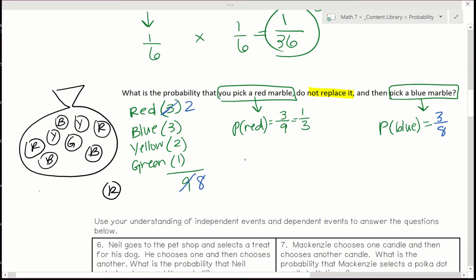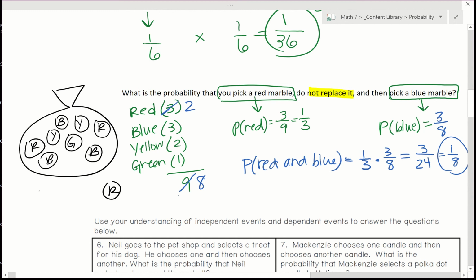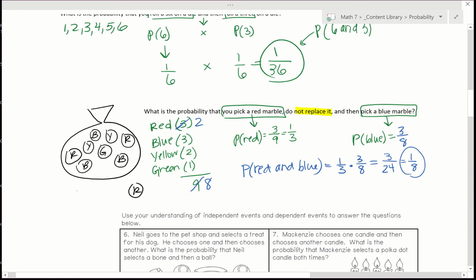So the probability of red and then a blue: the probability of red was 1/3, and "and" means multiplication. And now my probability of blue, since I did not replace it, is 3/8. And I can multiply across. 1 times 3 is 3. 3 times 8 is 24. And I will get 1/8. So that is the probability of red and blue if I do not replace it.